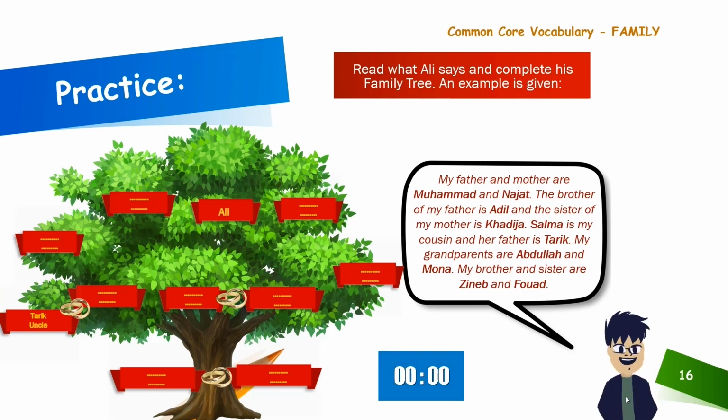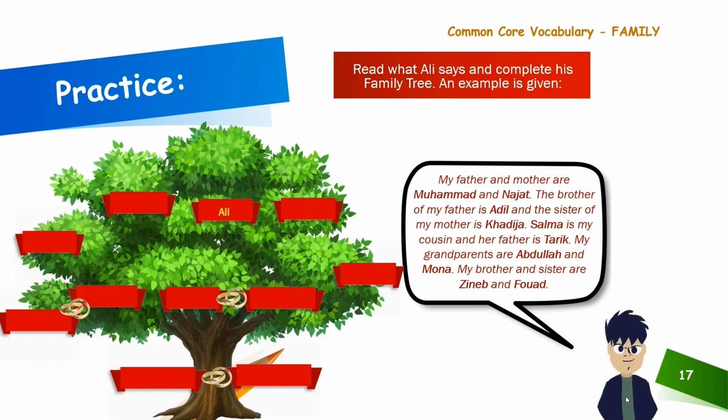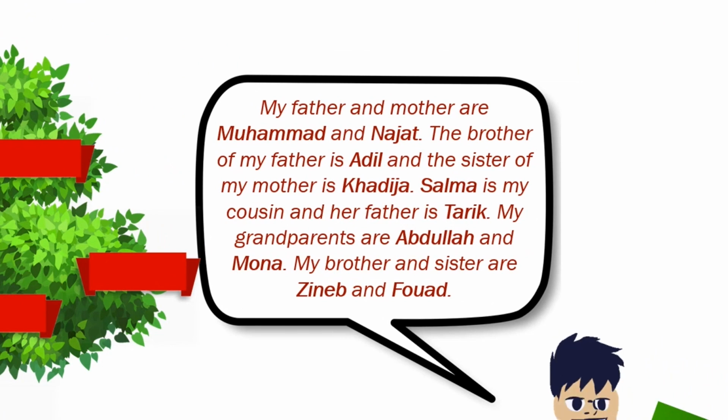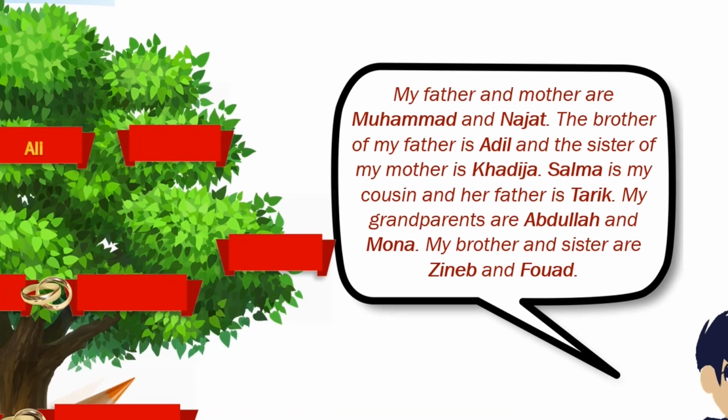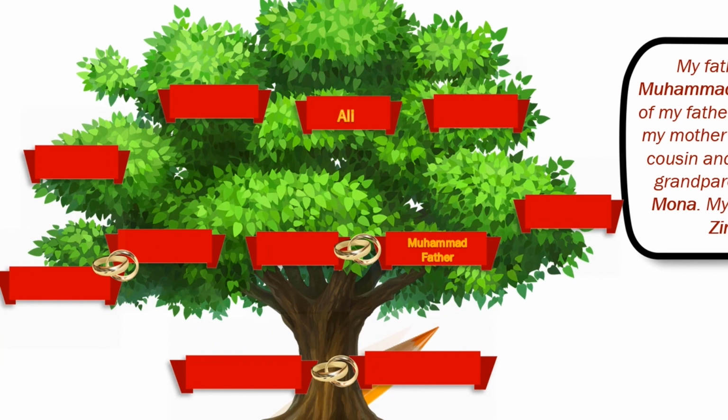The time is up. How about correcting the activity? So, let's read the text again, and then we put the names of the family members in the right blanks. My father and mother are Muhammad and Najat. So we have Muhammad in the middle of the tree, the father, and we have Najat, the mother. We write their names in the middle of the tree because they are the parents of the speaker.